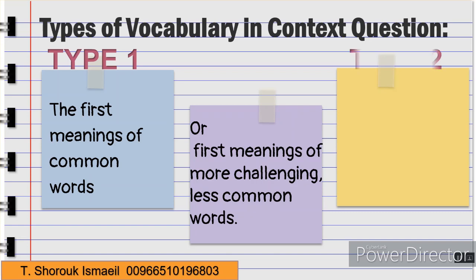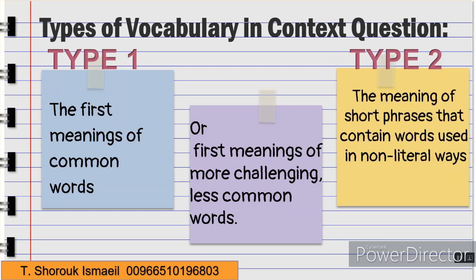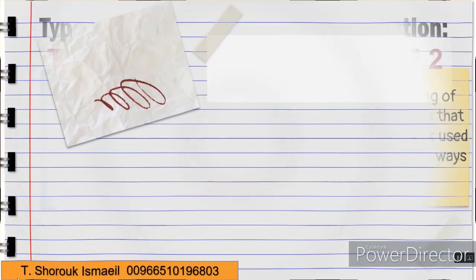About type number 2, you are not asked about the meaning of a word. You are actually asked about the meaning of short phrases. What do we mean by short phrases? We mean that you are asked about the meaning of a group of words functioning together to give you a certain meaning. And actually, this is going to be a non-literal meaning, so it's not going to be very direct.